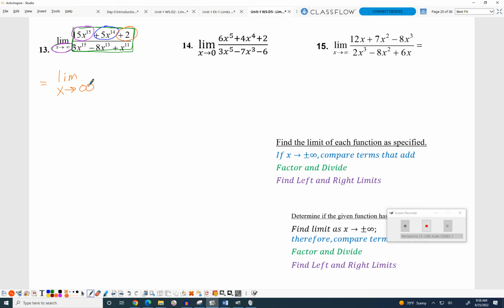But now we can create a much simpler limit problem, because after we compared the terms they're adding, we realized that really only the 15x to the 15 is of concern to us. Questions?